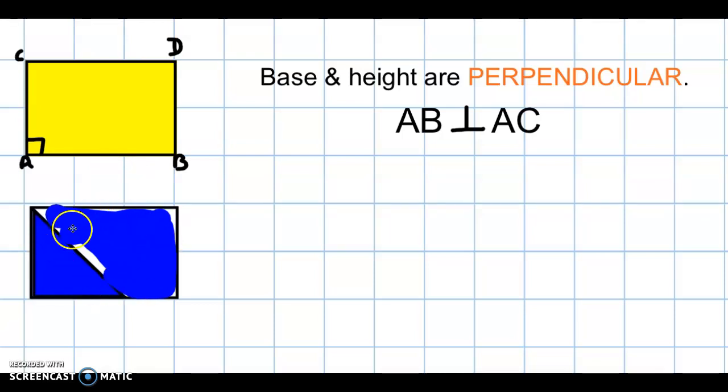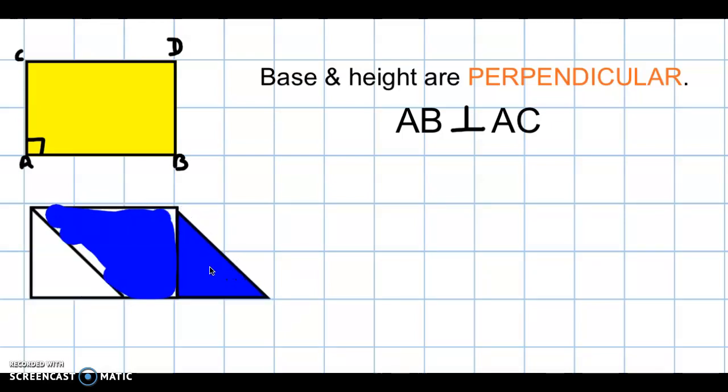So here's our rectangle, and if we move this triangle, you can see it's a parallelogram. So that would be base times height, just as though it was a rectangle. So if we look here, the base is 3 and the height's 2. The area is 6 centimeters squared.